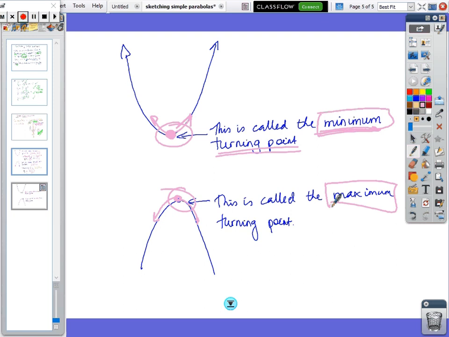And obviously the turning point has a lot to do with that axial symmetry. So from the previous page, the axial symmetry is where the turning point is going to be found. Okay, and that's the end of the first video.